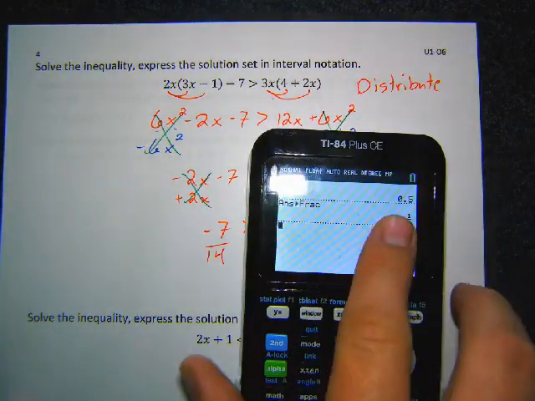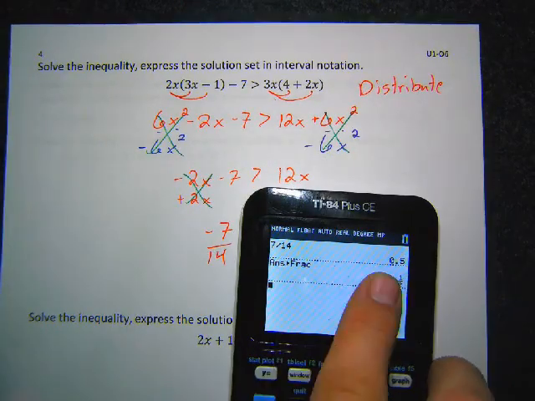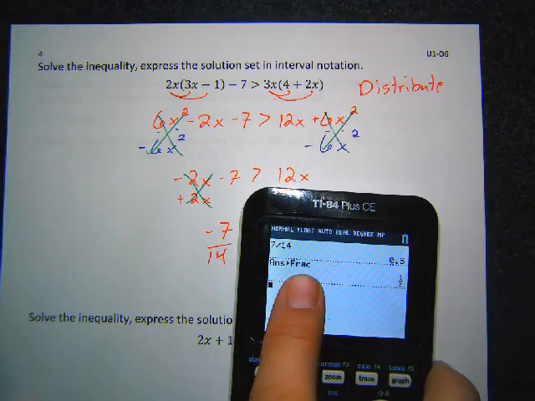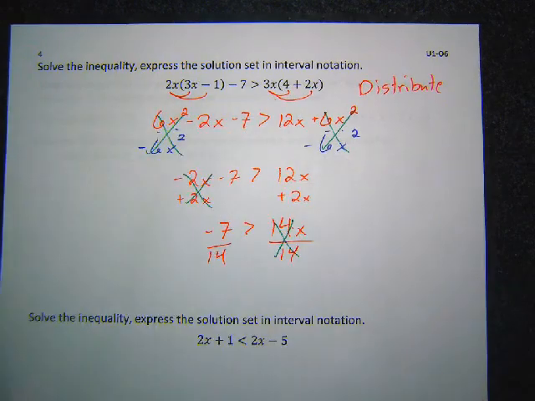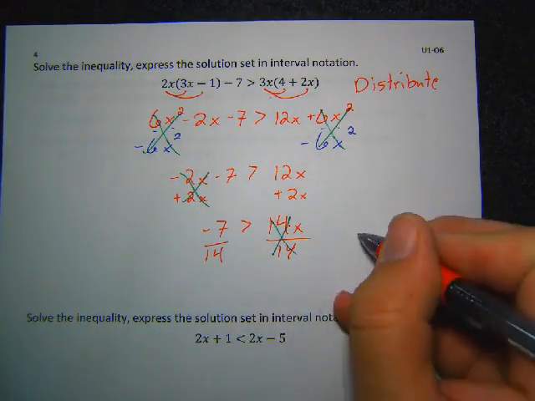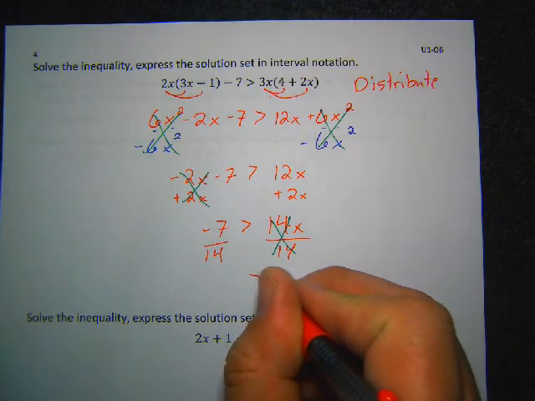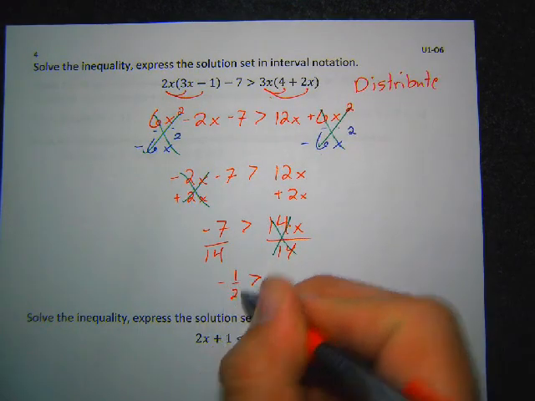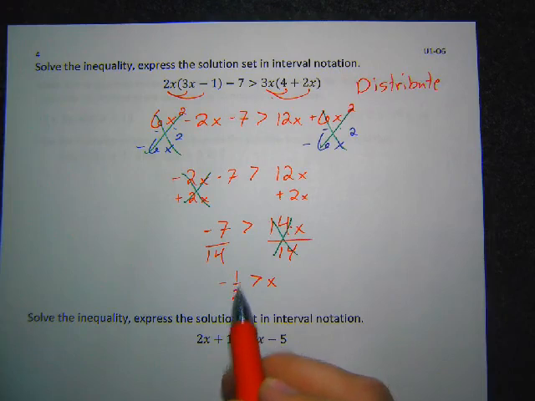Just type it in as a fraction, a division, and then when it gives you a decimal, just turn it back into a fraction, and it will simplify it for you. So if you want, you can make the calculator simplify that and see that this is actually x is less than negative 1/2, right? It stays negative. I just simplified the 7/14 to 1/2.